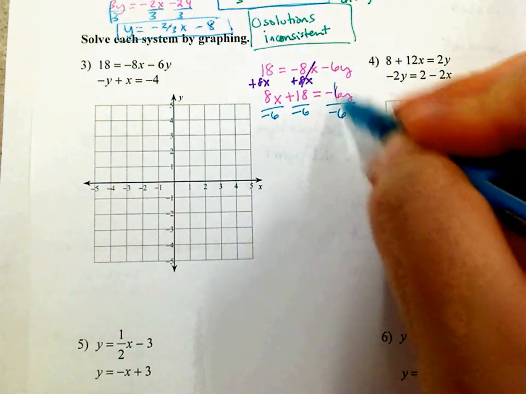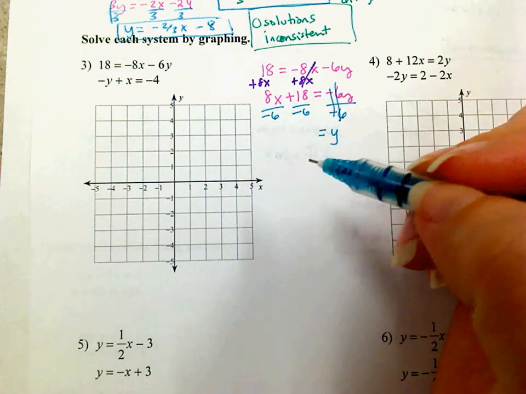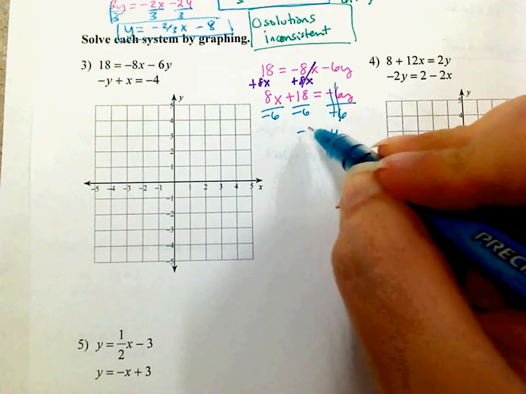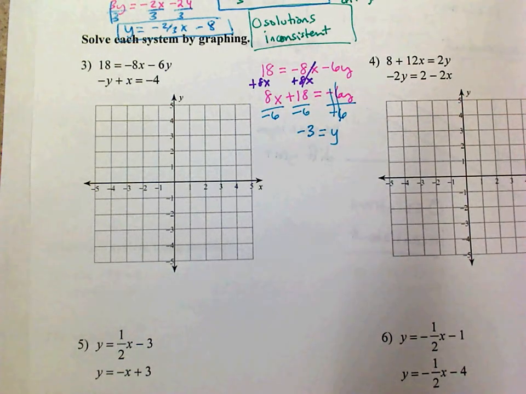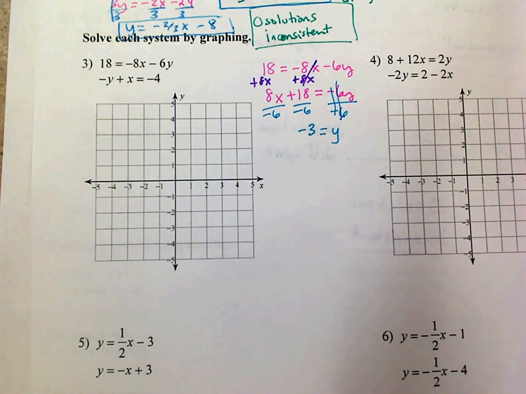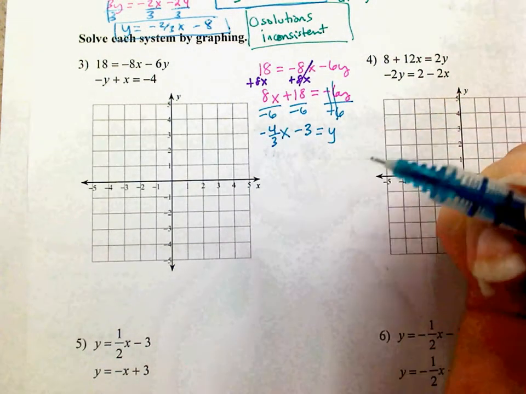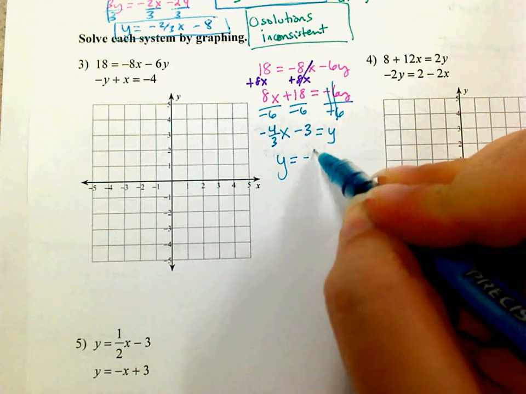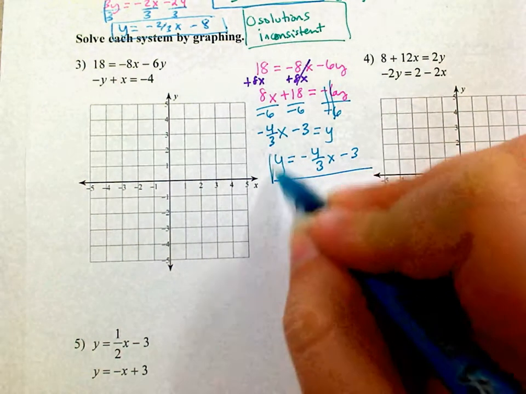Okay, so y equals, what's 18 divided by negative 6? Negative 3. 8 and 6, do they simplify? To what? 4 and 3, so I'm going to make it a negative 4/3 x. Okay, now normally I write it like this, so I'll just go ahead and say y equals negative 4/3 x minus 3. So that's my first equation.